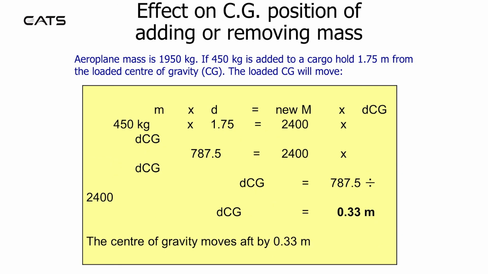M times D equals M times delta CG may also be used to solve this question. Little m is 450, D is 1.75, the aircraft mass is 2,400, and delta CG is unknown. Multiplying 450 by 1.75 gives 787.5 equals 2,400 multiplied by delta CG. Rearranging, 787.5 divided by 2,400 is 0.33 meters. The centre of gravity moves aft by 0.33 meters.